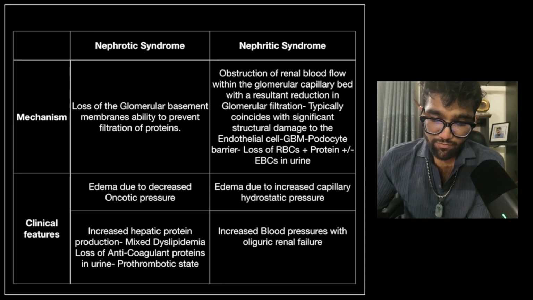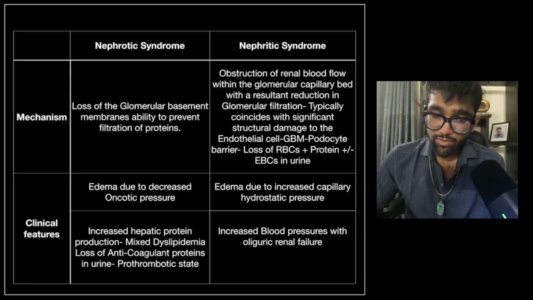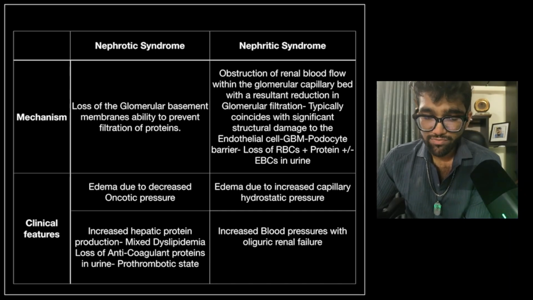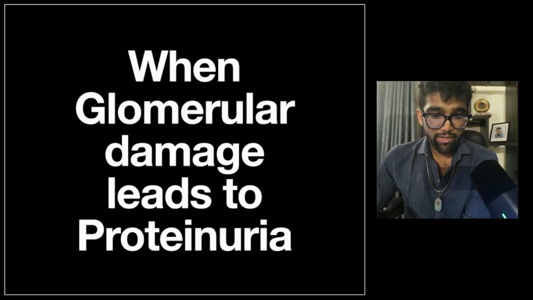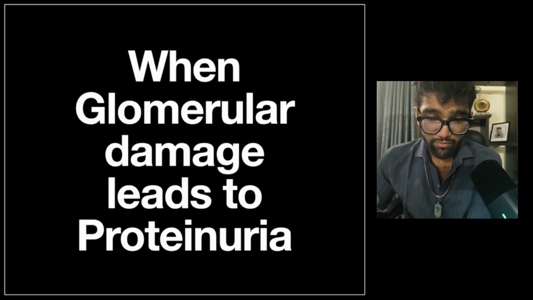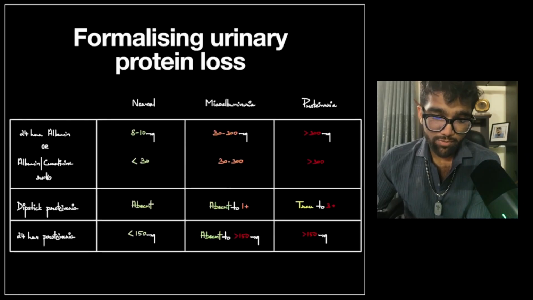Now, in case of nephritic syndrome, because of this increased total body water and intravascular volume, there is an increase in blood pressure with oliguric renal failure because, as we've just discussed, the glomerular capillary bed is obstructing flow. Now, when damage leads to proteinuria, we formalize urinary protein loss using certain parameters.